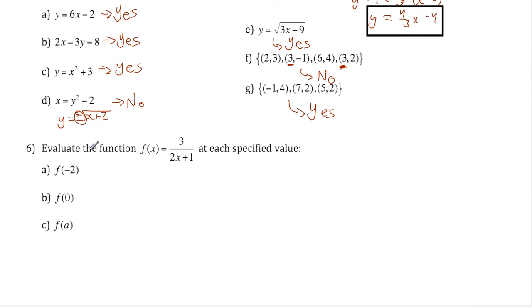And finally, for number 6 here on this first page, we have to evaluate the function. So wherever we have an x, we're going to replace it with a negative 2. So f of negative 2 is going to be 3 over 2 times negative 2 plus 1. So we get 3 over negative 4 plus 1, which is 3 over negative 3, which is negative 1.